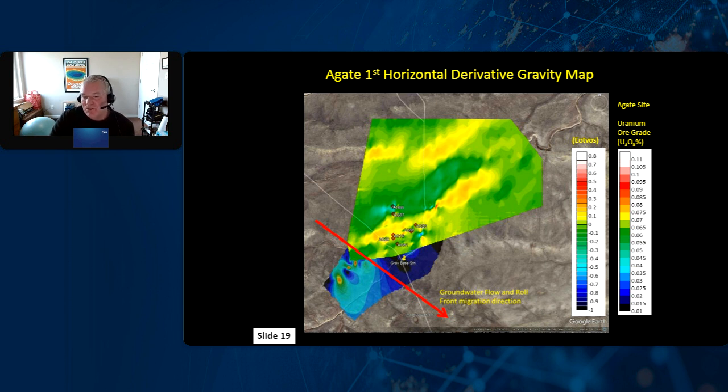Now, the reason there's two, you see this trend here and you see a couple trends here. Don't forget, as I mentioned earlier, these deposits are generally thought to live in channel sands, so braided channels within the deposition of that Wind River Formation sand. So it's not terribly surprising that you see a roll front here and then another isolated roll front here.